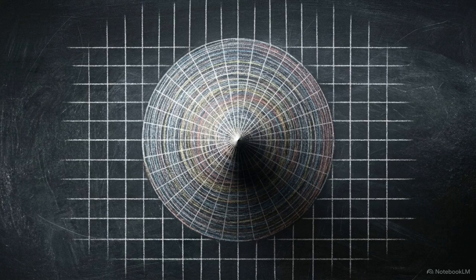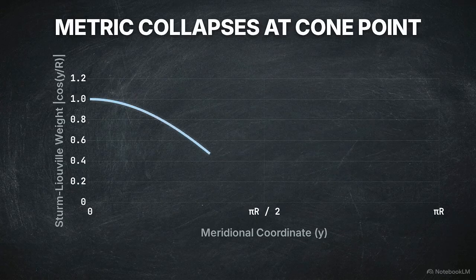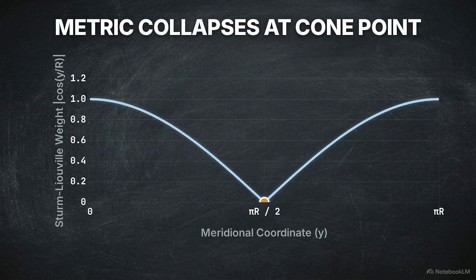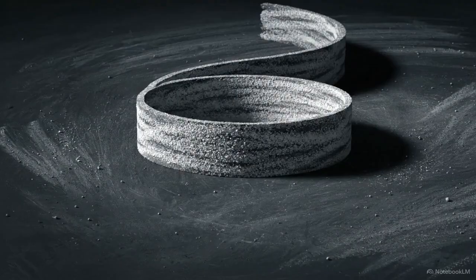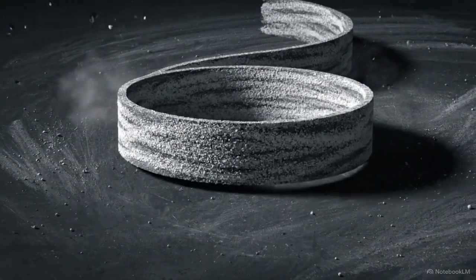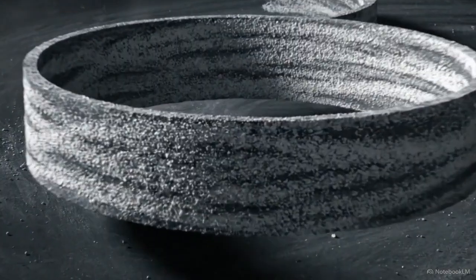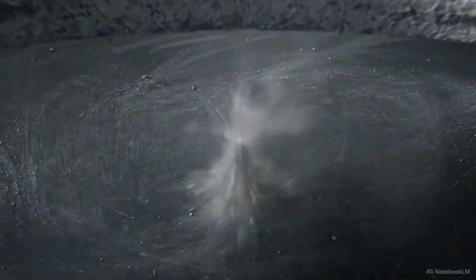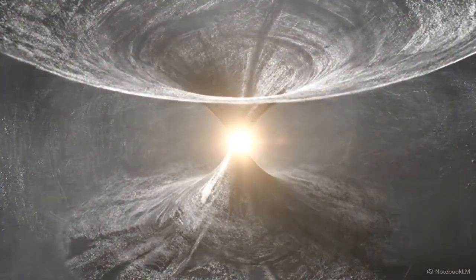To prove the lower bound, we have to resolve a structural flaw in the quotient space. The inherited metric contains an interior singularity. This chart plots the Sturm-Liouville weight, the absolute value of cosine of y over r. Exactly halfway along the meridian, at y equals pi r over 2, the metric coefficient drops to 0. On the physical geometry of the Möbius quotient, this vanishing coefficient means the transverse width of the band is metrically collapsed into a single point.